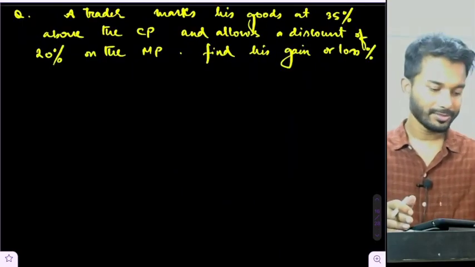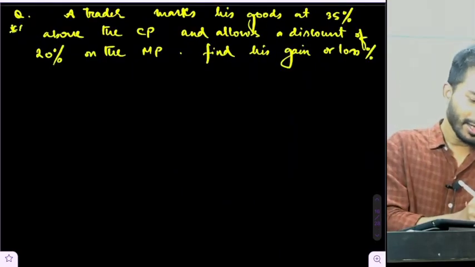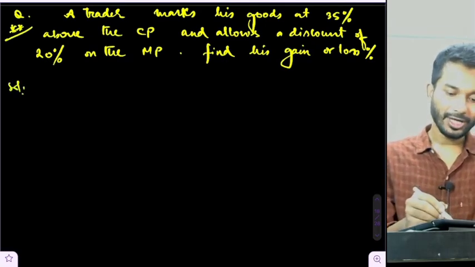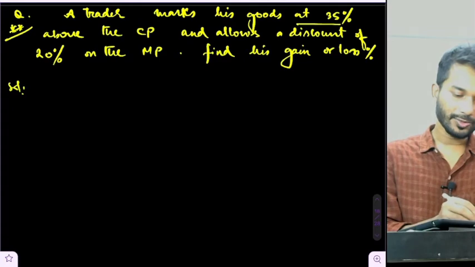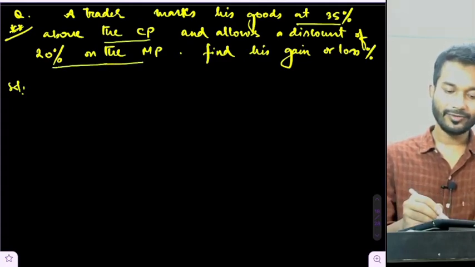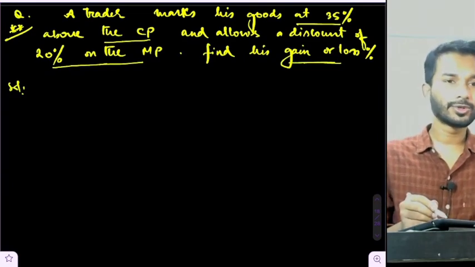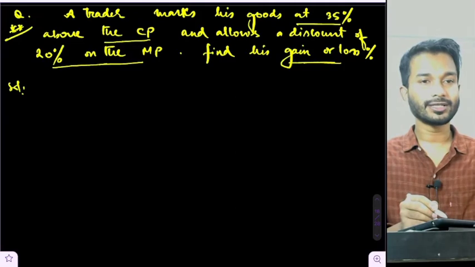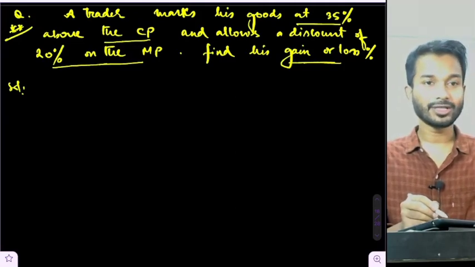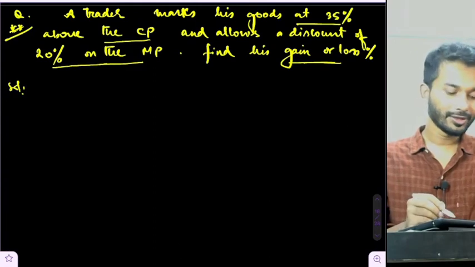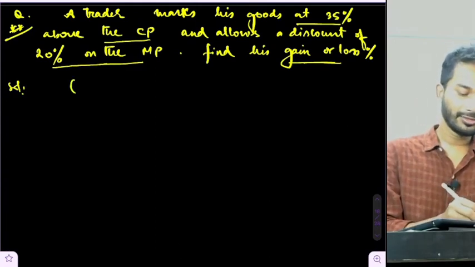Okay, see the next question. This type of question is important for the exam. A trader marks his goods at 35% above the cost price and allows a discount of 20% on the mark price. Find his gain or loss percent. I told you in our ratio proportion chapter that when no data is given in a question and only percentage or ratio is involved, we can assume something to be 100. So I'm just writing that point.